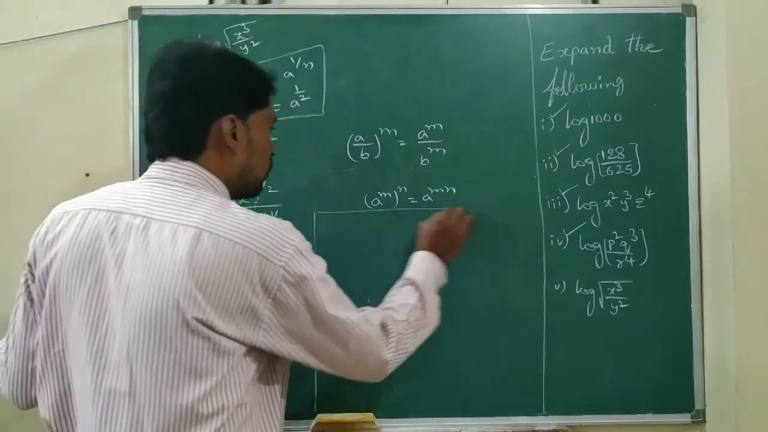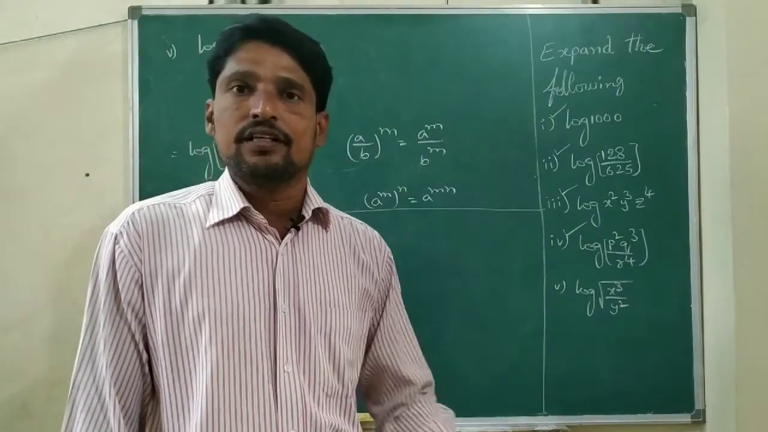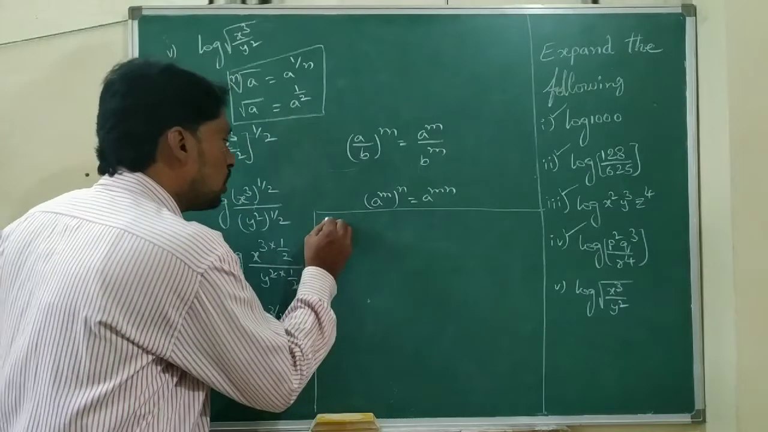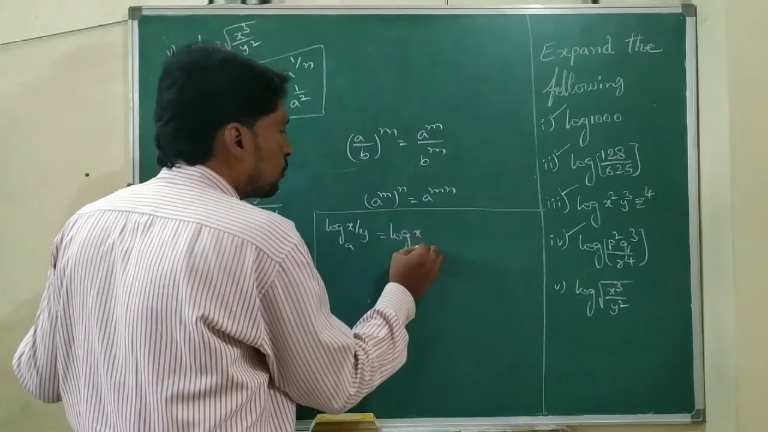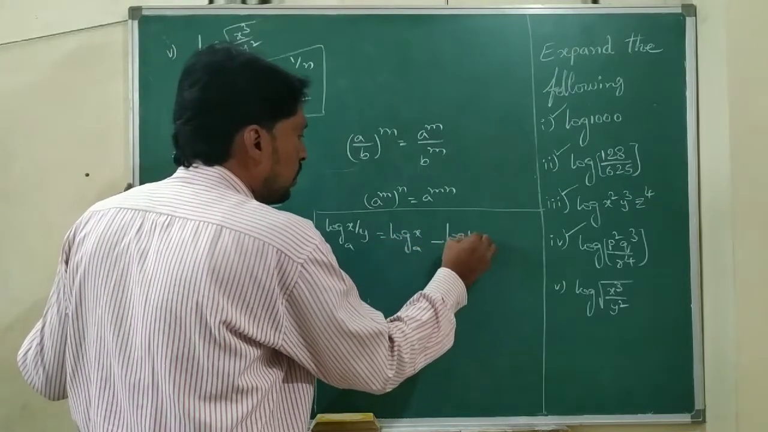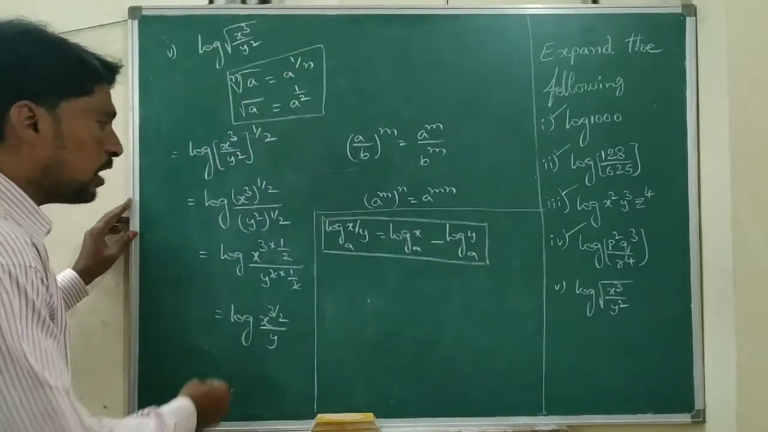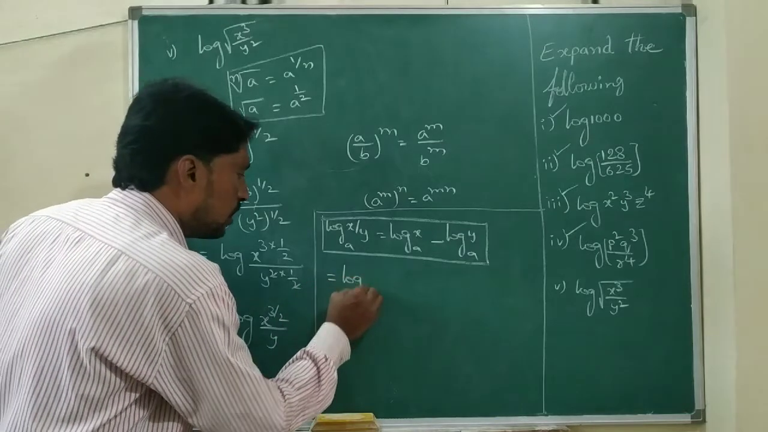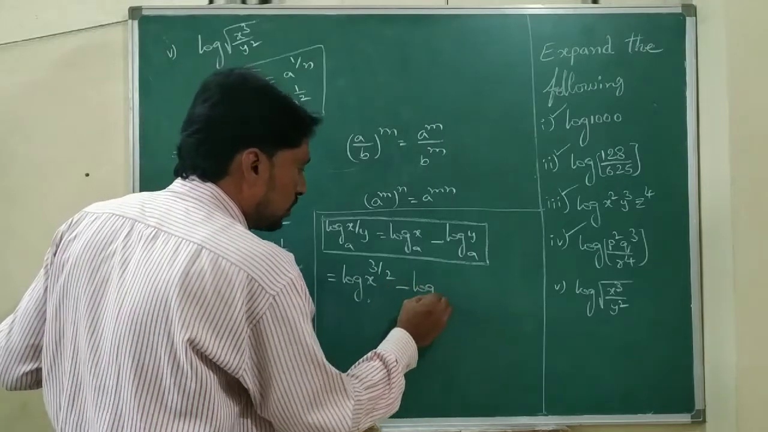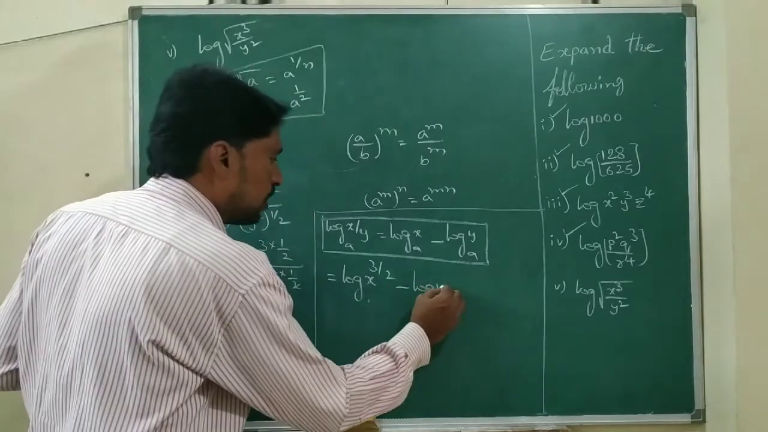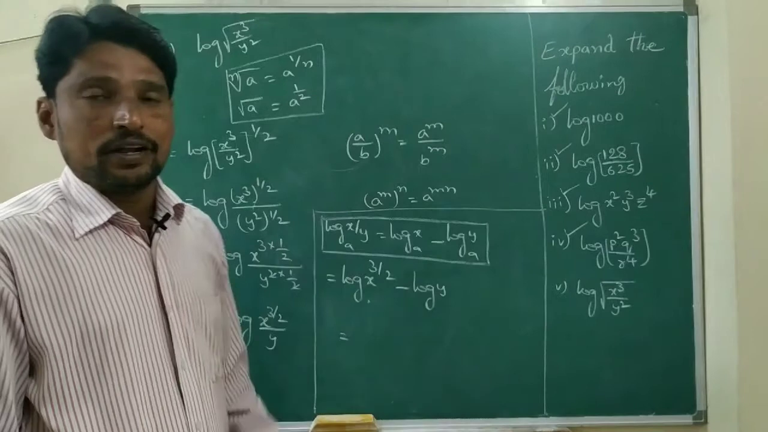Here, once you observe again, log of x by y, what type of property is that? We can use the quotient property. Log x by y to the base a equals log x to the base a minus log y to the base a. This is the quotient property. Now applying that, it equals log x power 3 by 2 minus log y.